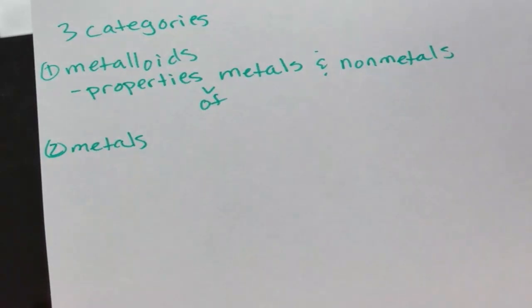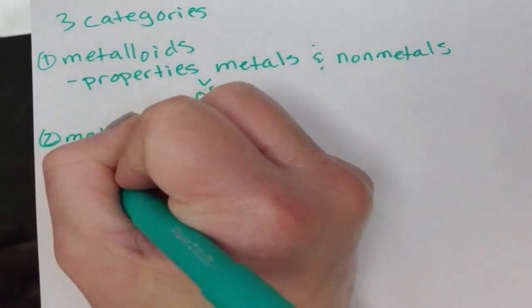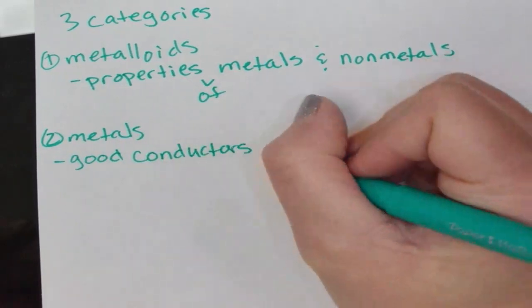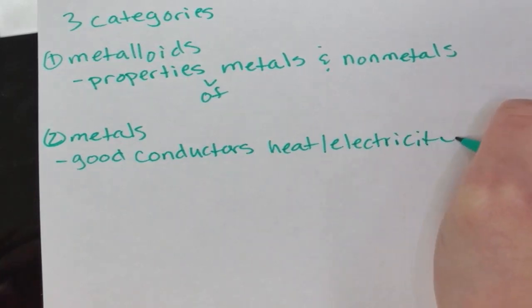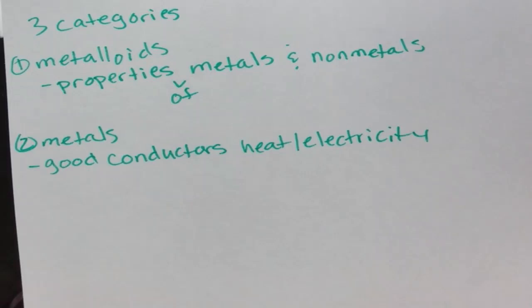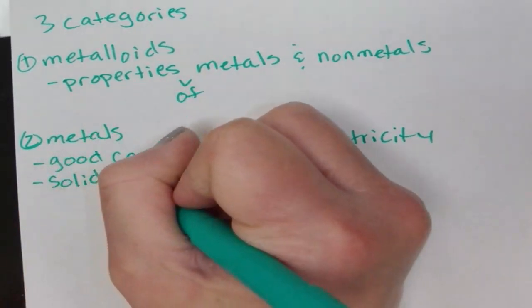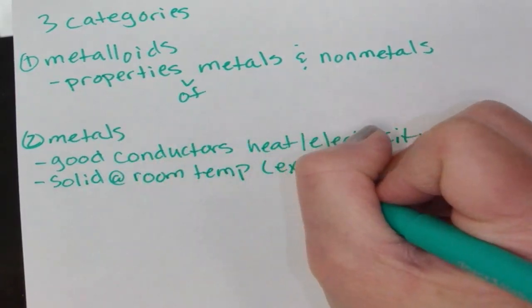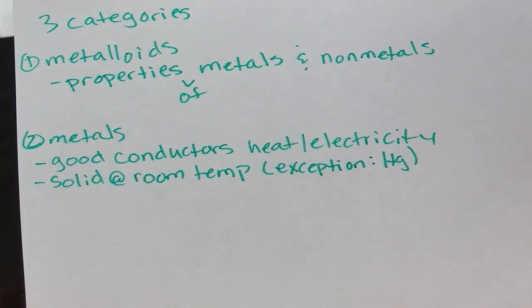So what are some basic properties of a metal? Metals are good conductors of heat and electricity. They are solid at room temperature with one exception. And that one exception is going to be mercury, which has the symbol Hg.